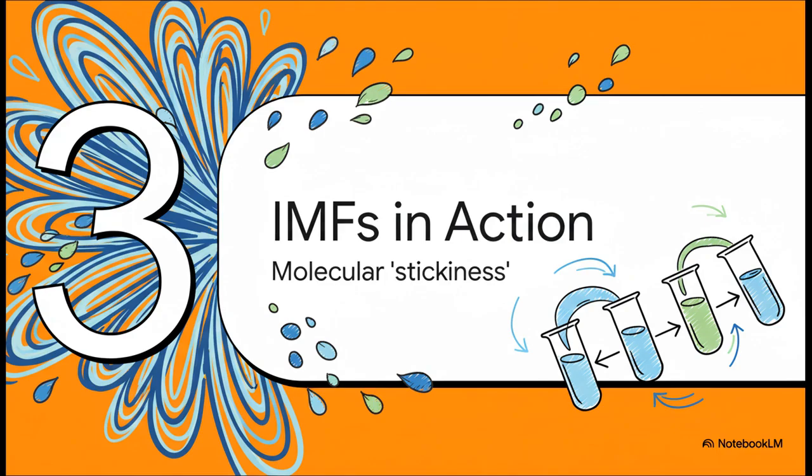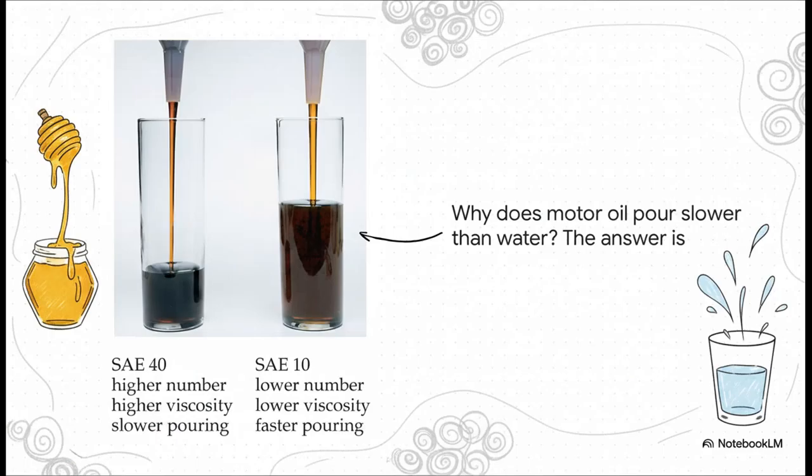Okay, so we've got this hierarchy of stickiness down. Now for the fun part. Let's see how it explains all these properties of liquids that we can actually see and interact with every single day. We've all seen this, right? You try to pour honey or motor oil and it just moves so slowly, way slower than water. Well, that property, that resistance to flow, has a name. It's called viscosity.